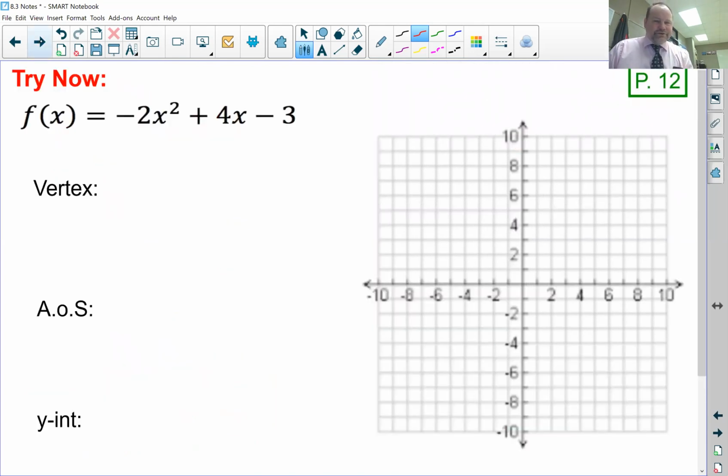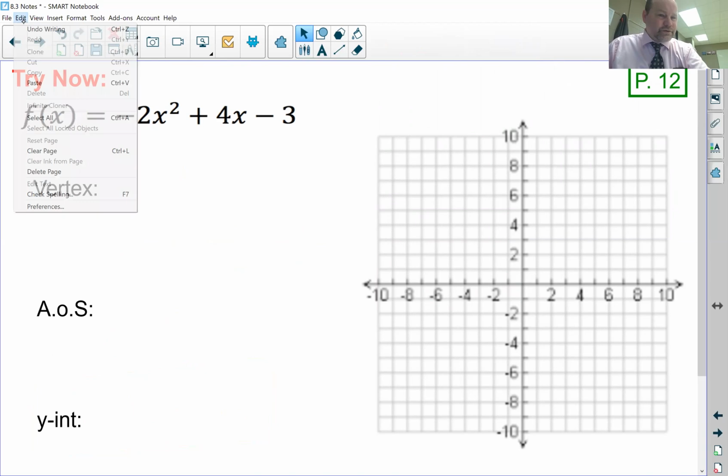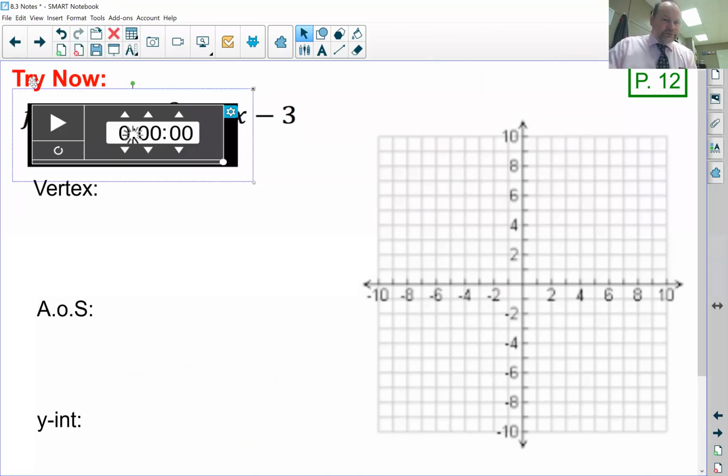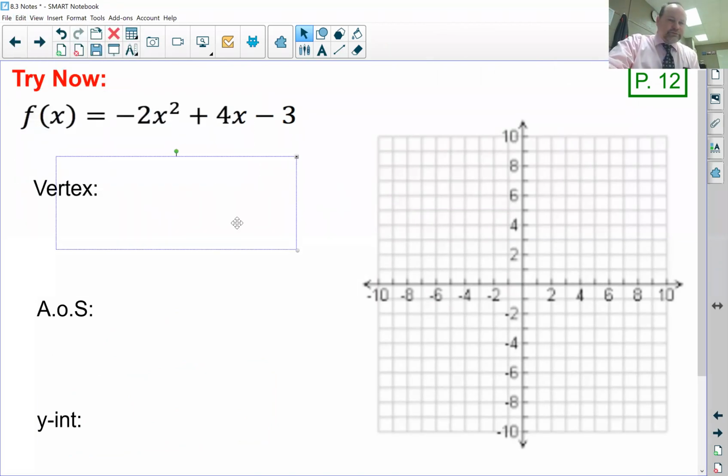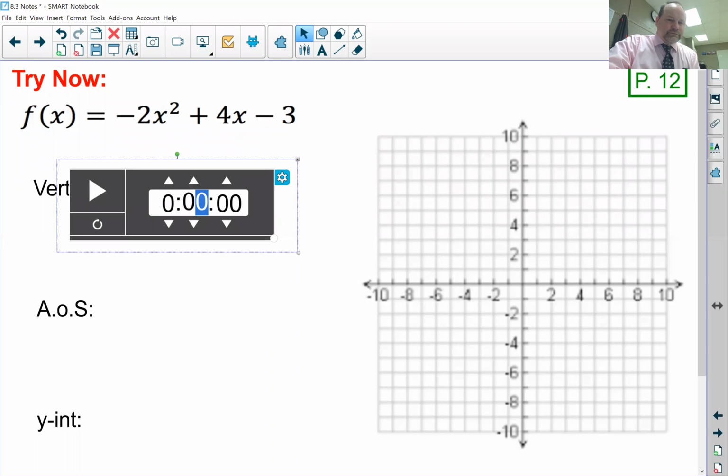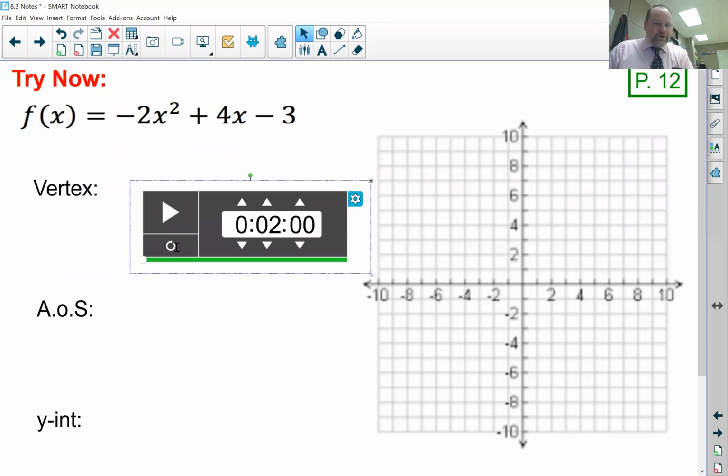So here's an opportunity for you to try it. Again, I'll give you a few minutes. Go ahead and try this problem, and we will come together in 2 minutes and take a look at answers.